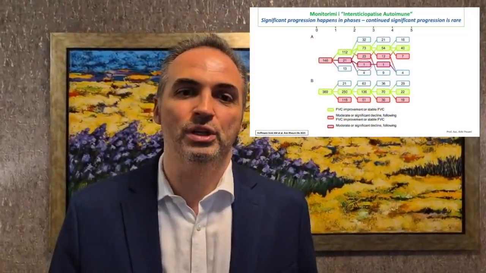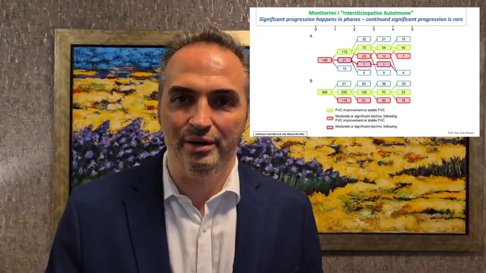On the other hand, we can monitor through the spirometry test the decline in the forced vital capacity. Spirometry is important because it shows the progression of the interstitial lung disease. And on the third level, we monitor through the CT scan, where we can see the appearance or the progression of a fibrotic change on the image that we get from the patient. Significant progression happens in phases, and actually continued significant progression is rare.